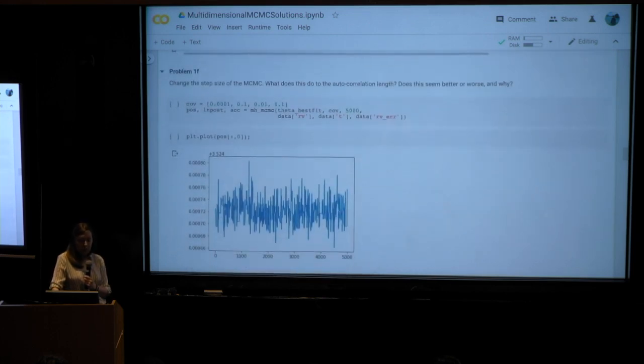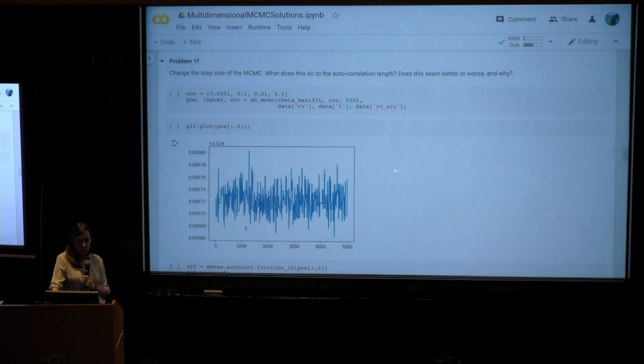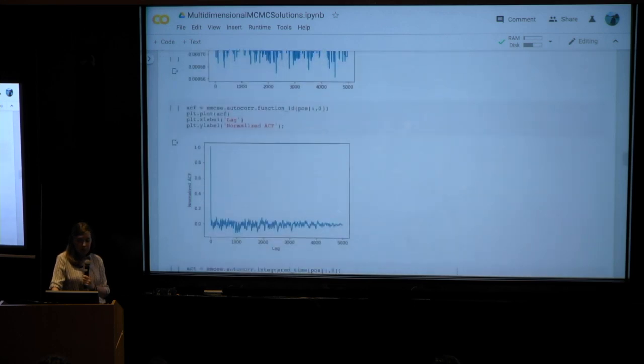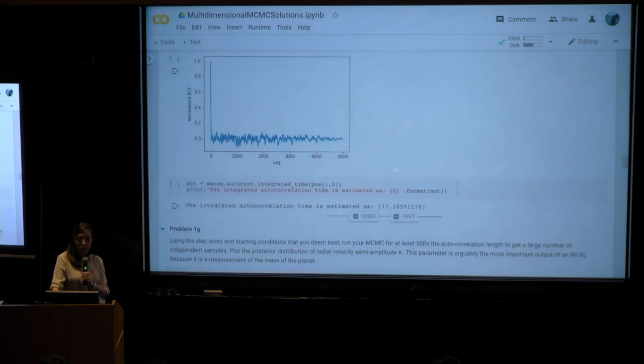Okay, so what I did here is I just decreased the step size by an order of magnitude on the period parameter, and that ended up pretty much solving this issue. So now we can see that we're no longer resting on any given point for a while. And if we look at the autocorrelation function, it just really plummets after a few steps, meaning that you don't have to go very far in terms of the lag in order to get independent samples. This is calculated as 17 for my case.